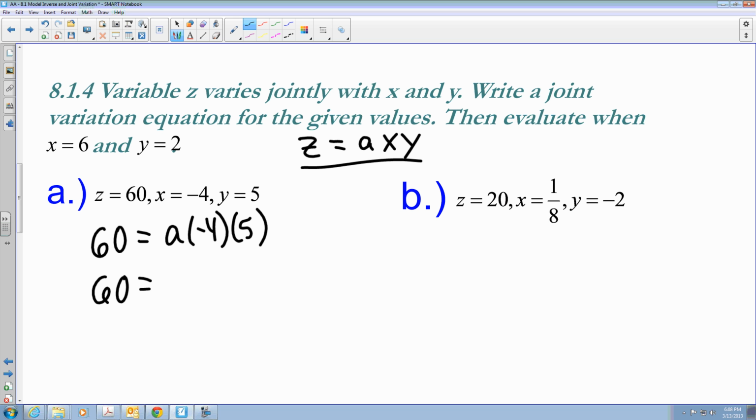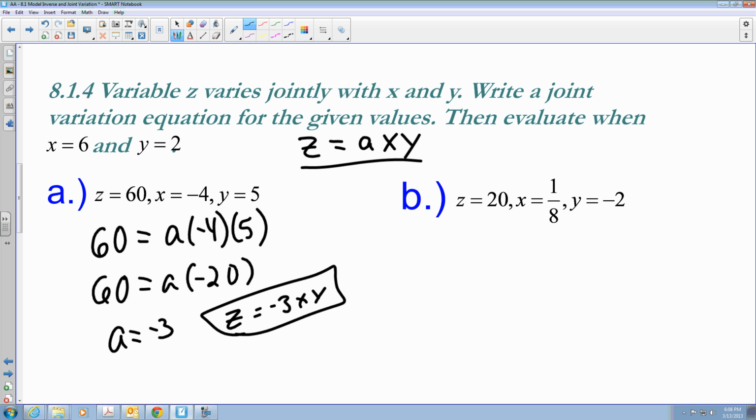Now I've got 60 equals a times -20. Dividing both sides by -20, I get a equals -3. So to write this equation, I get z equals negative 3xy. Now, they want to know what this is going to be when x is 6 and y is 2. So I'm going to say negative 3 times 6 times 2, and here z is going to equal negative 36.